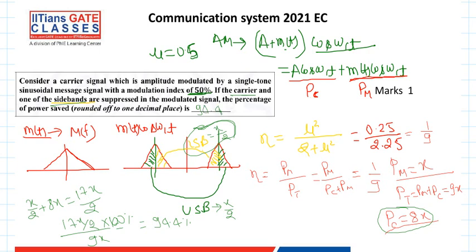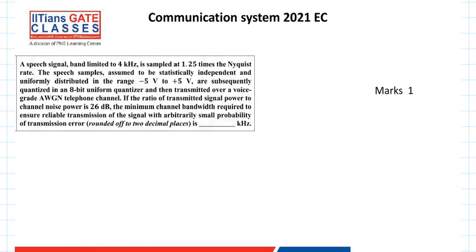So the answer will be 94.4. Now let's go to the next slide. This is based on the channel capacity theorem as well as pulse code modulation. Those two topics are combined into a single problem. Here a speech signal, band limited to 4 kilohertz, is sampled at 1.2 times the Nyquist rate. We need to find the sampling rate.